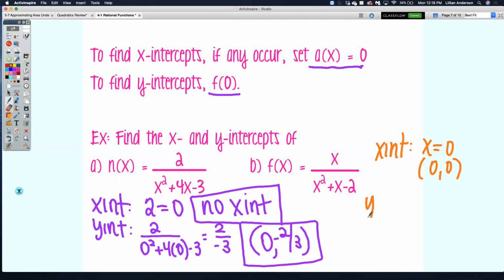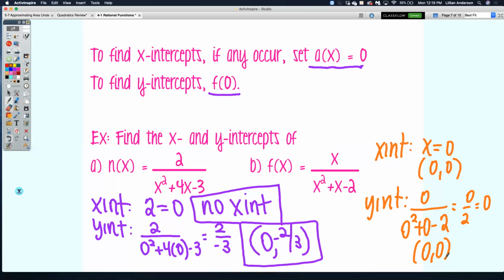And then, of course, my y-intercept, you probably already guessed what it's going to be. If my x-intercept is (0, 0), my y-intercept is going to be (0, 0) as well. But just to make sure I run this into the ground, you plug in 0 for all of your x's to find your y-intercept. You'll get 0 over -2. 0 over anything is always 0. So you have a y-intercept at (0, 0).